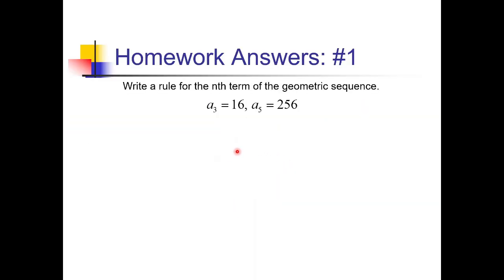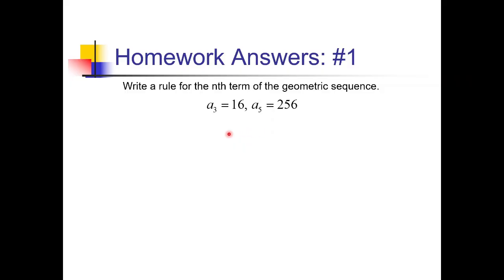In this problem, we're trying to find a rule for the nth term of this geometric sequence, and we're given two non-consecutive terms, so we're going to have to deal with that. In order to write my nth term formula out, I'm going to need the first term and the r value. The easiest thing to find first is going to be that r value.